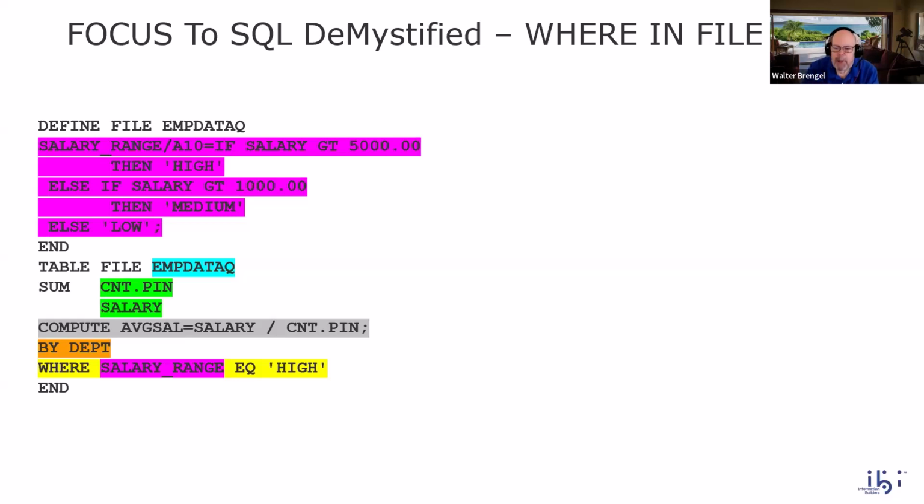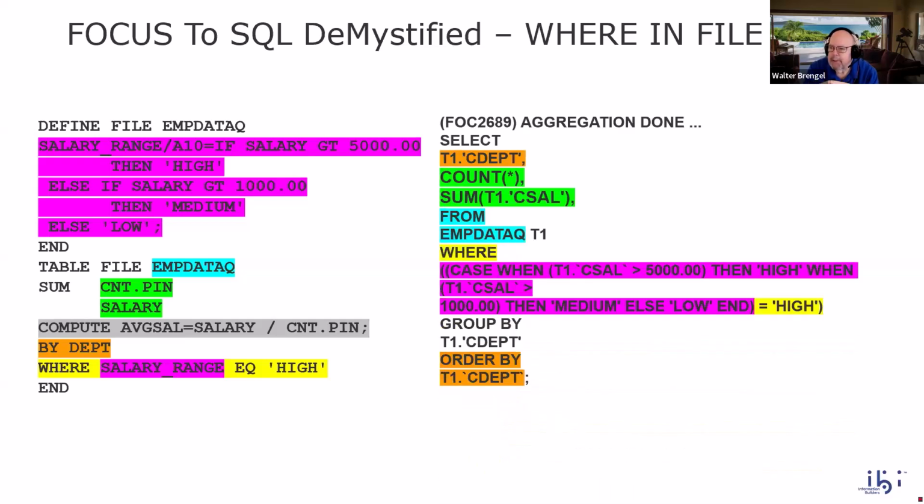If I put in my where statement where salary range equals high, when I run this and it's all relational, look at what happens. In my where statement, the translator created a case that says when T1 CSAL is greater than 5,000, then high, when blah, blah, blah is then medium, else low, where that phrase is equal to high. So now you're only getting back the one value that you're looking for.